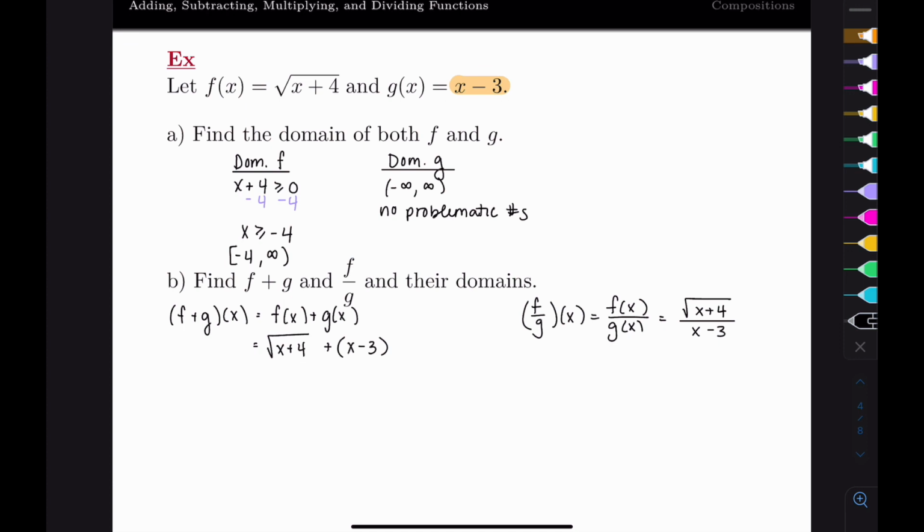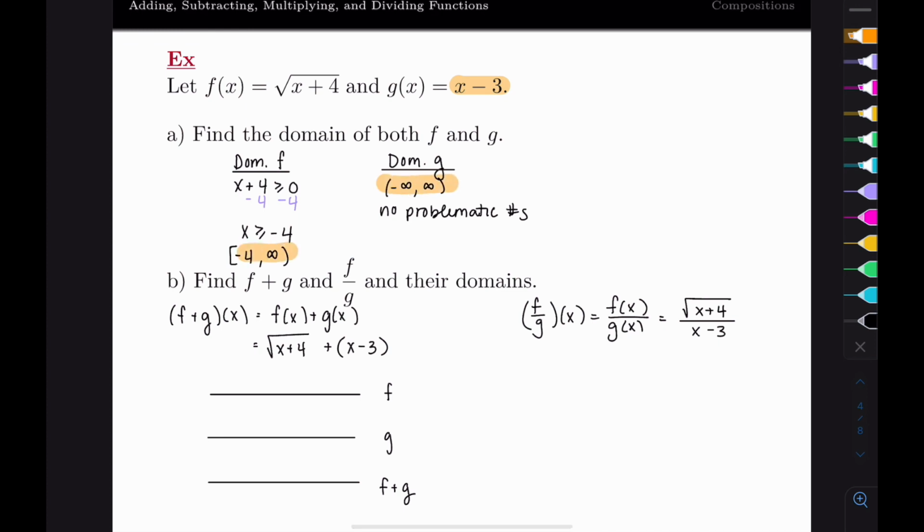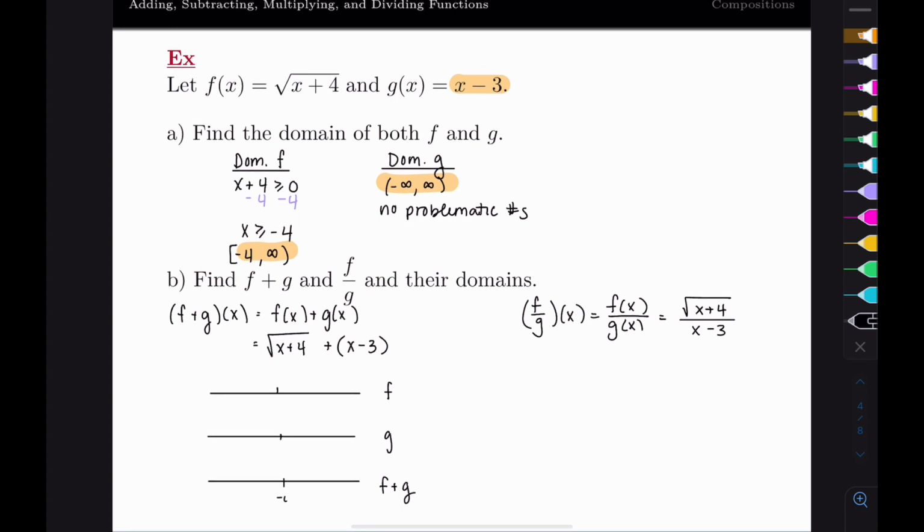So let's go ahead and find the domains now for these combined functions. What I tend to like to do is create a couple of number lines. So here, for this first one, we'll graph the domain of f, graph the domain of g, and this will give us what the domain of f plus g has to be. Looking at these two expressions, really -4 is the only number that appears within these. So that's the only number I'm going to graph on all three of these.